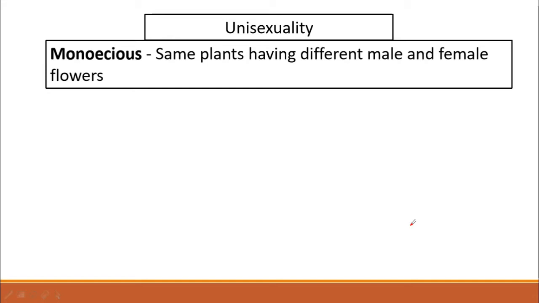Since the plant has two different flowers, that is unisexual flowers on the same plant, there would be less chance of self-pollination taking place between these two flowers.